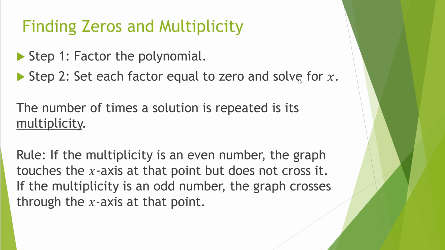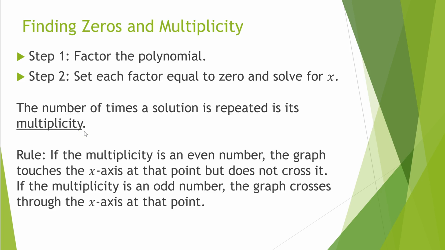Those solutions we get for like x equals 5, x equals 7, x equals 9, whatever numbers we get, those are the zeros of the polynomial, which are also called the x-intercepts of the graph. So now we're going to know where our function touches the x-axis. And then the last piece is what we call the multiplicity.